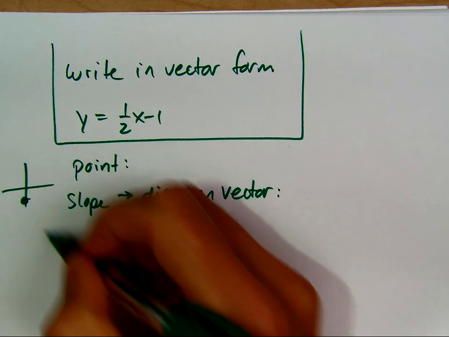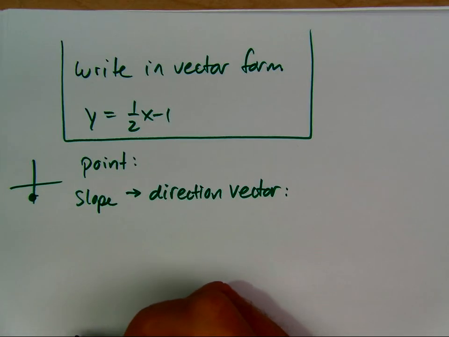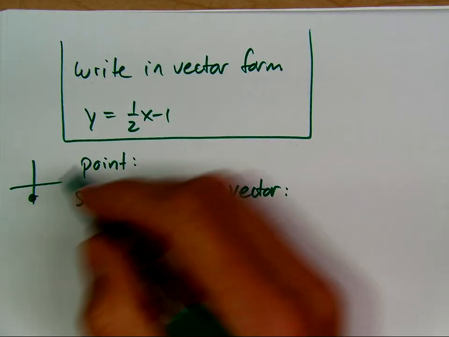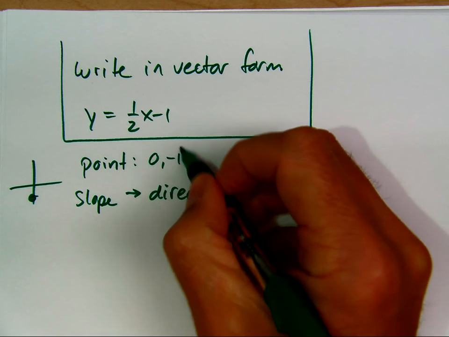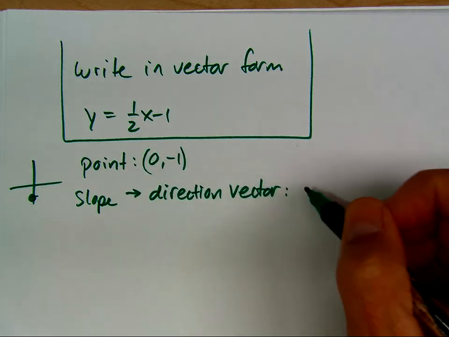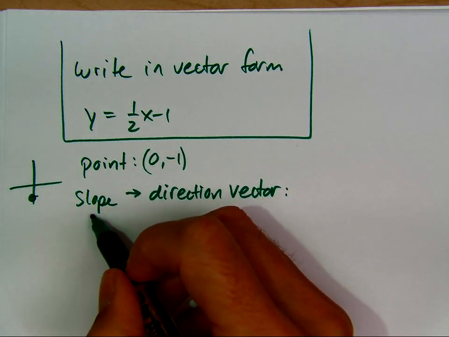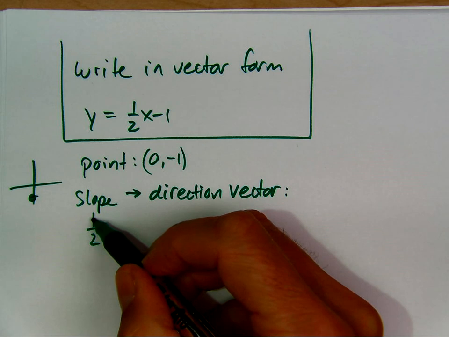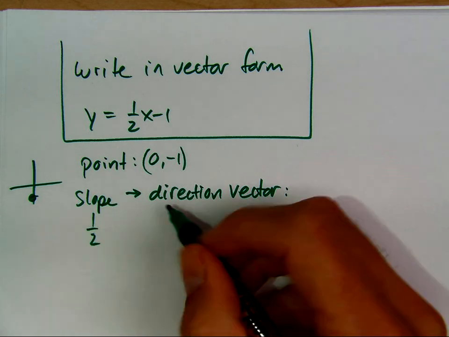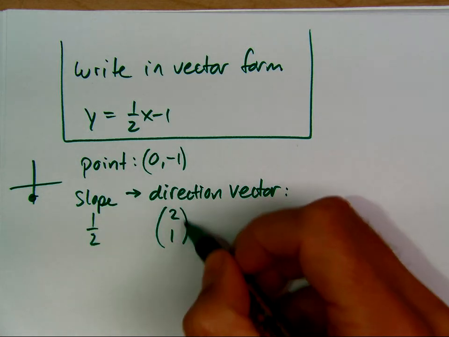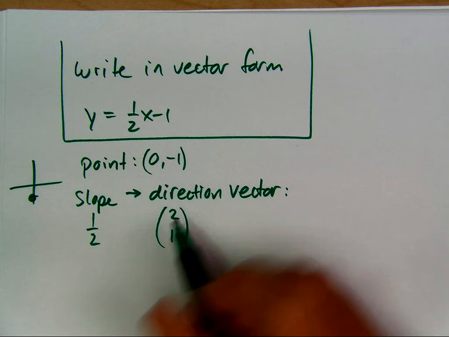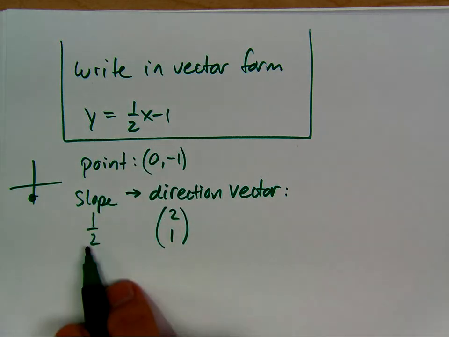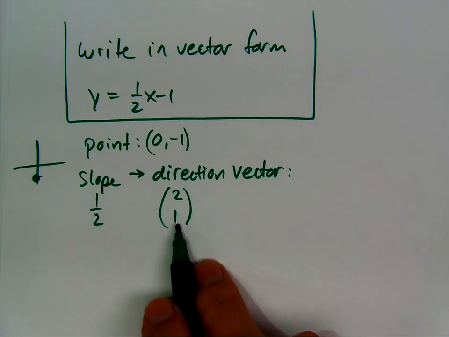We can just find any point on the line. That's an easy one to use. So the point is 0, -1. There's a point on the line. Okay, the slope is 1/2. This is rise over run, so we need to write the vector as horizontal and vertical. So just by looking at the slope, we know a direction, or I should say a direction vector, because it could be any multiple of that.